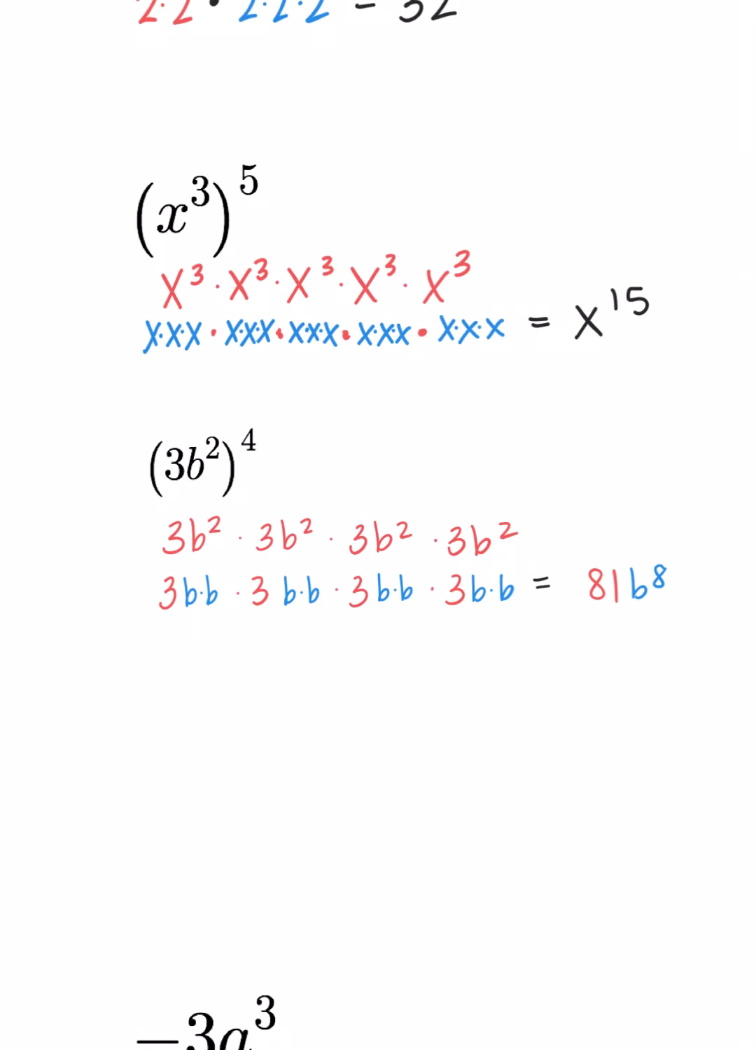For this next one, 3b squared to the 4th power means write down 3b squared 4 times. When you multiply them together, multiply the 3's first, which gives us 81, and then the b squares. We notice that we have 8 total b's being multiplied together, which gives us b to the 8th.